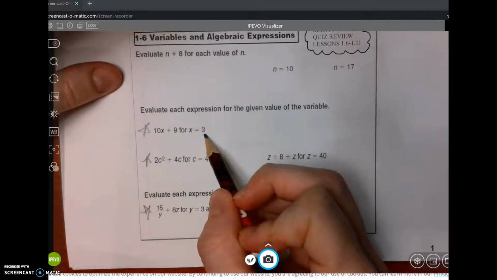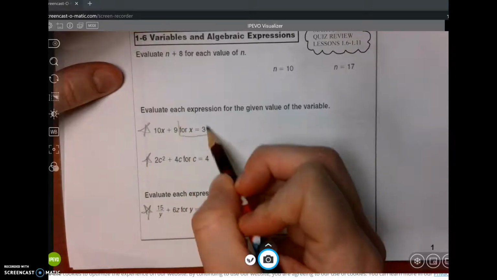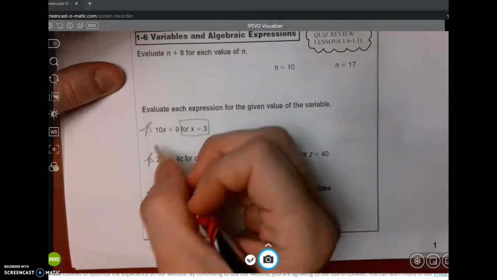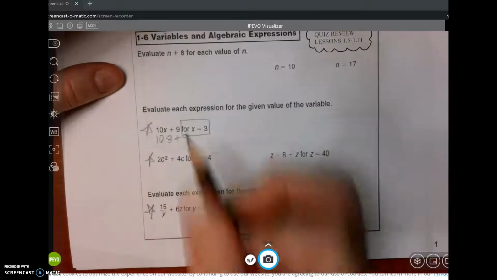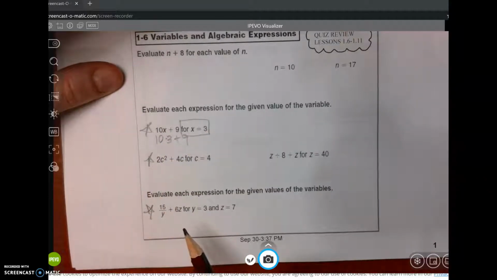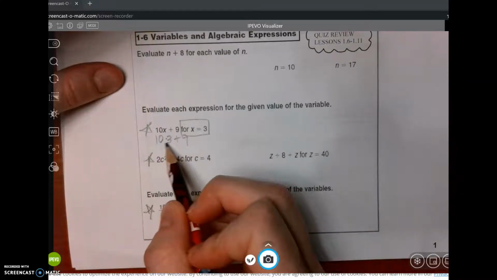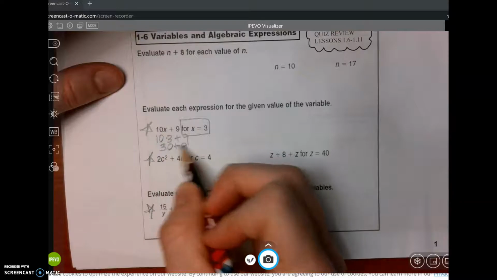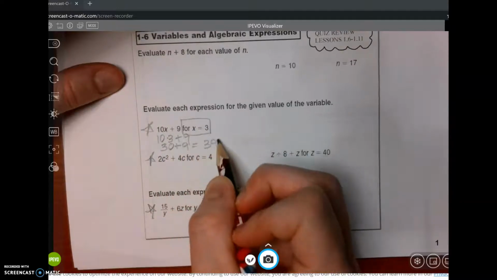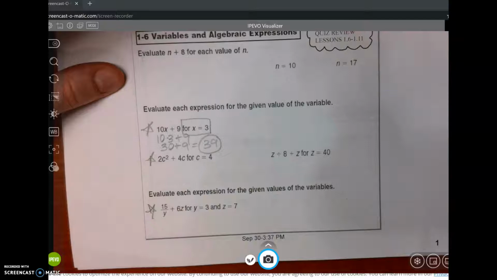Okay, so since it says x equals 3, I'm going to replace x with 3. And remember that 10 touching 3 means 10 times 3. 10 times 3 is 30. And then 30 plus 9 is 39, so my answer is 39 for that one.